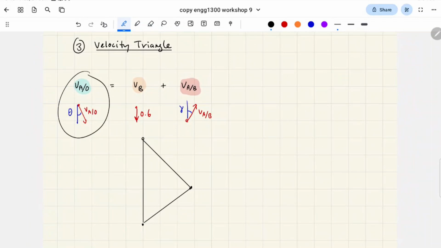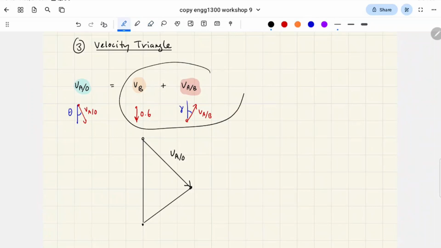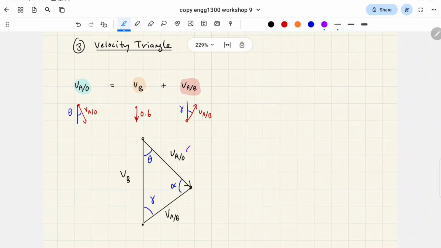Right, so the left-hand side is like that. So that's VAO. The right-hand side has to start and end at the same point. So this will be VB, this will be AB, right? And this here is gamma, this here is theta, and the other angle for our triangle is alpha, right? So in terms of the question, oops, did I do something wrong?